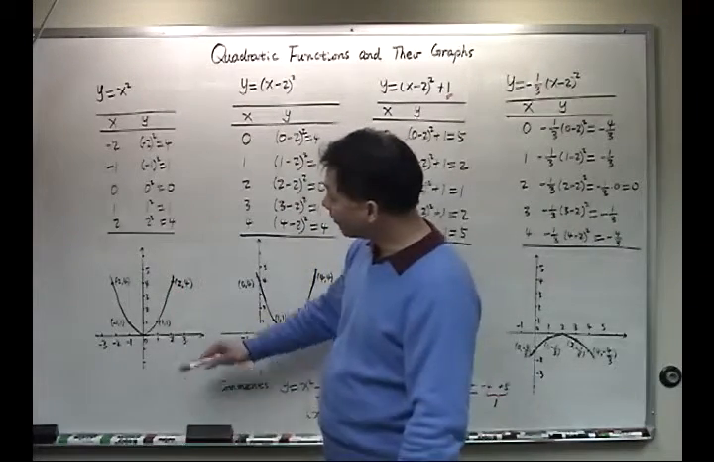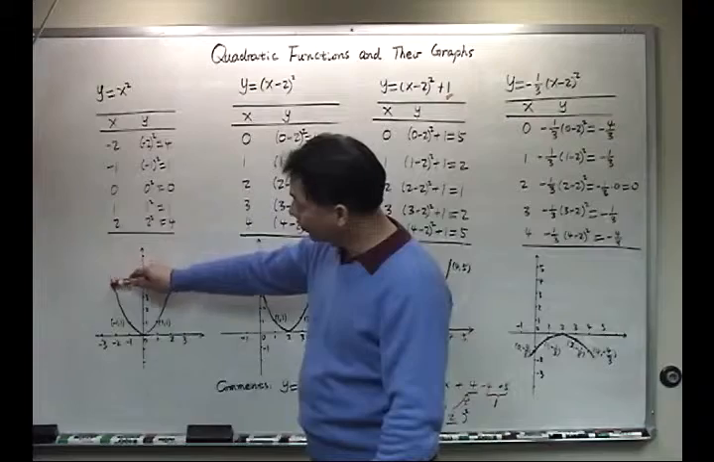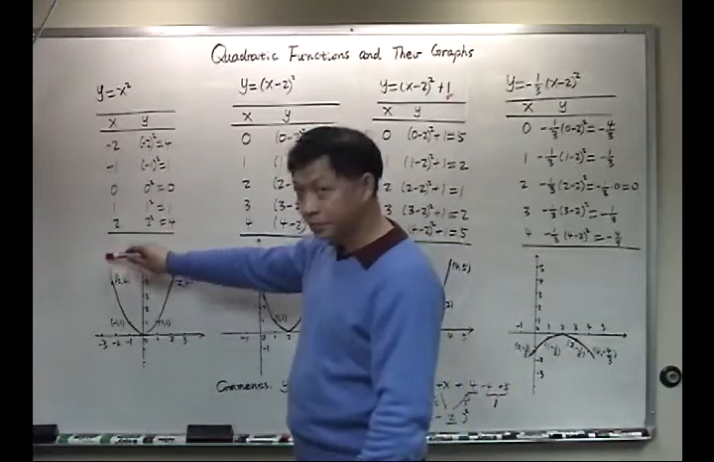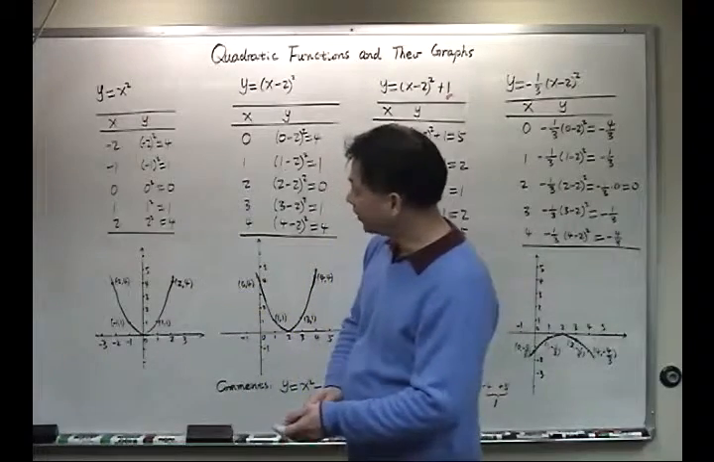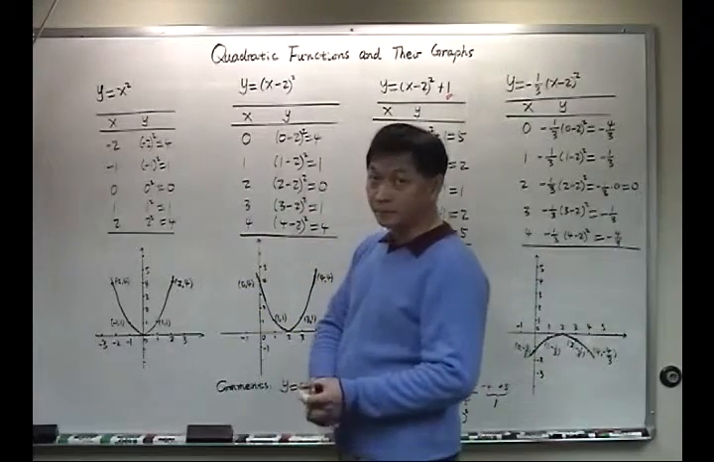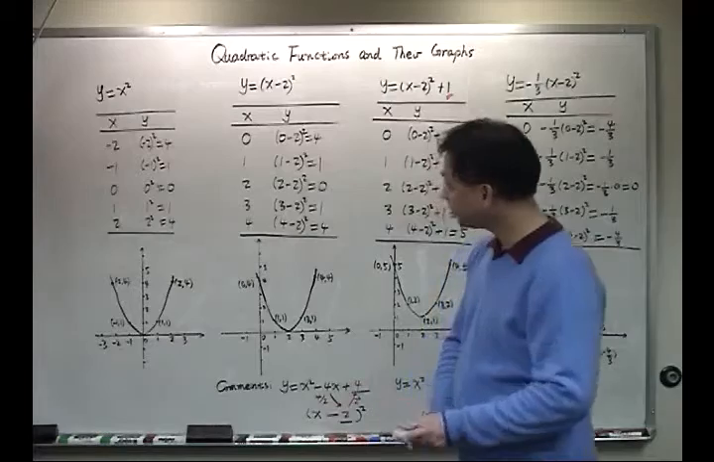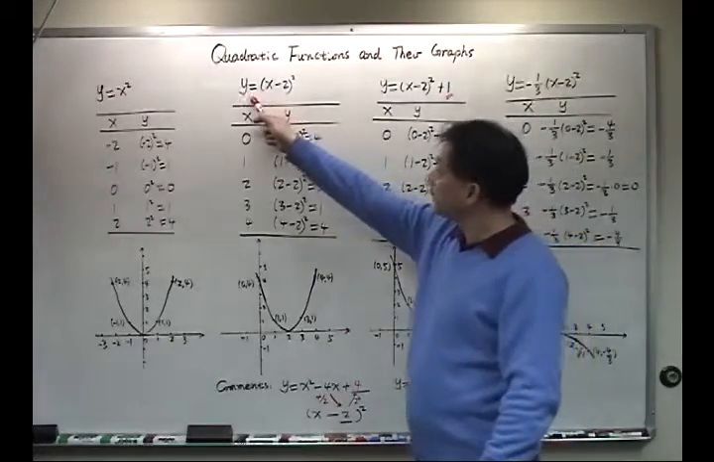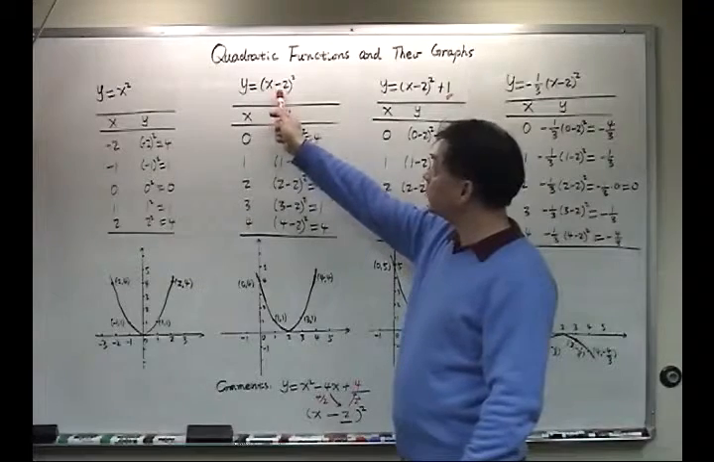Connect those 5 points by a smooth curve. So then we will have the picture. Okay? This one is called a parabola. Now, look at this one. Y equals x minus 2 squared.